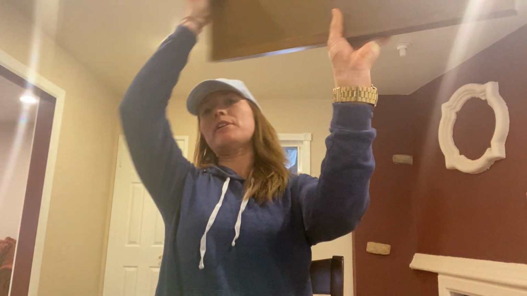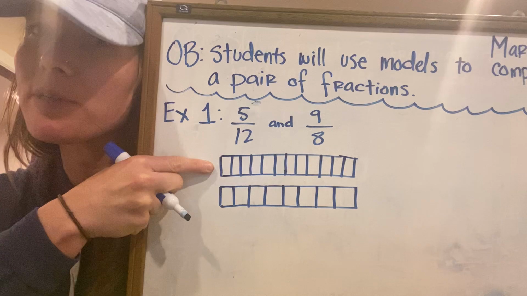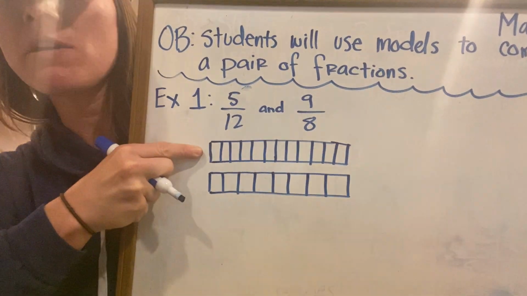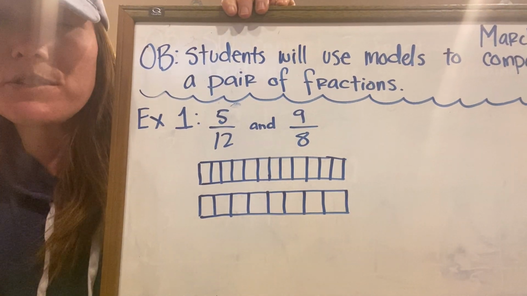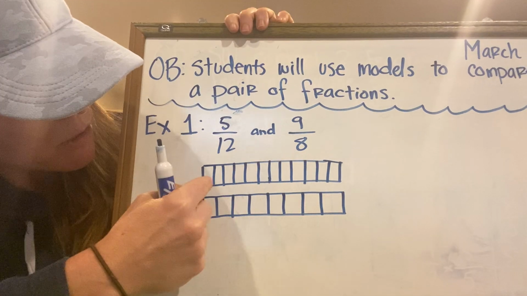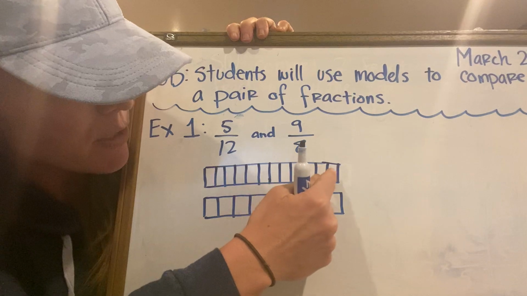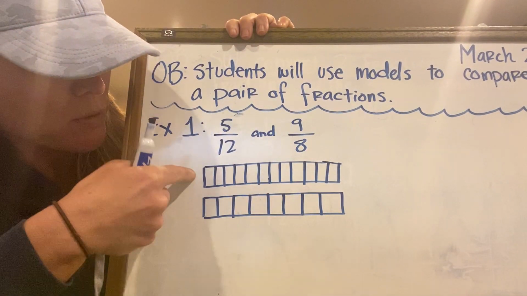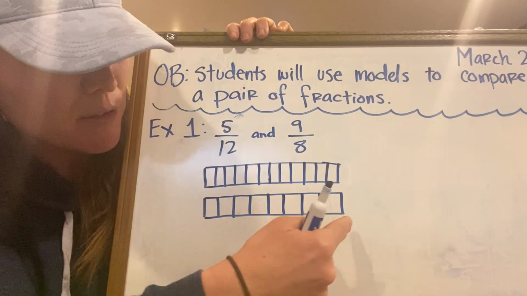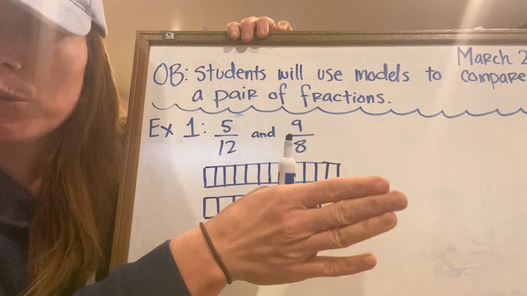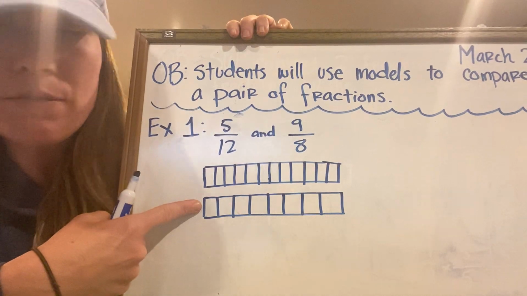All right, so before I continue, we have this rectangle, which is going to represent the fraction 5/12. Just to make sure, I'm going to count how many parts are in this rectangle. 1, 2, 3, 4, 5, 6, 7, 8, 9, 10, 11, 12. Again, this one's going to represent 5/12. Notice the second rectangle is about the same length. It's off by a little bit, but it's essentially the same length. This rectangle is going to represent the fraction 9/8.